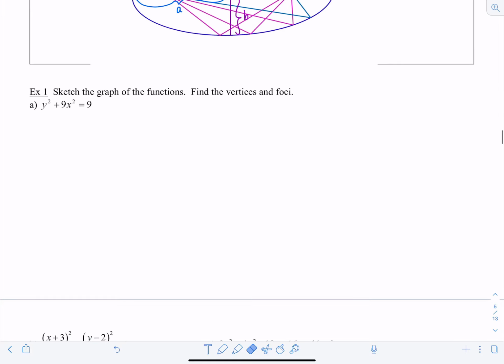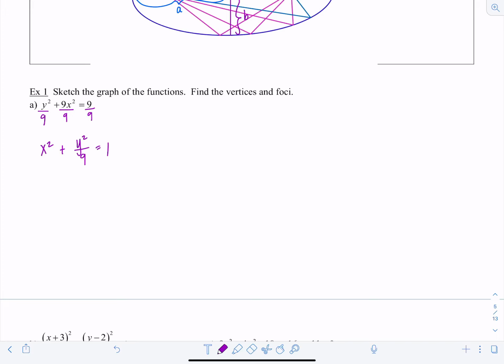Okay, so here we go. Sketch the graph of the function, and find the vertices and the foci. Doesn't look like I have to complete the square, right? I just have a y squared, I just have a 9x squared, we're good. But for ellipses, the equation has to be equal to 1. So I'm going to divide through by 9. And then you do want x first. So this is going to be x squared plus y squared over 9 equals 1.